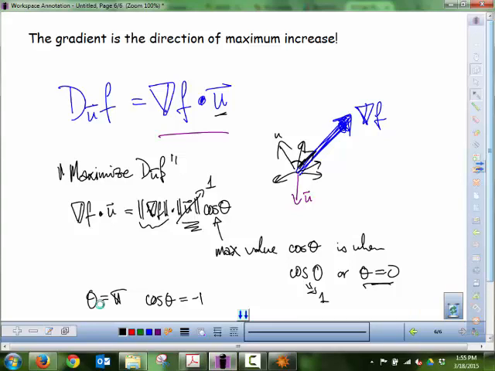Okay? So you're on that mountain, back to the mountain. You want to feel the maximum increase. You want to go up the highest. You're going to go in the direction of the gradient. If you're water, and you're on a mountain, you want to flow down the mountain the fastest way, right? You're going to go opposite of the gradient to feel the maximum decrease.